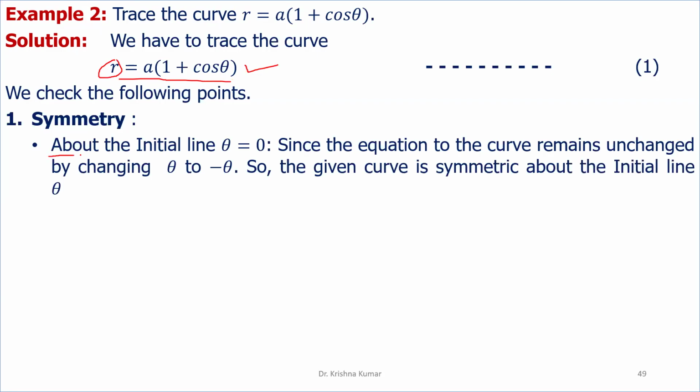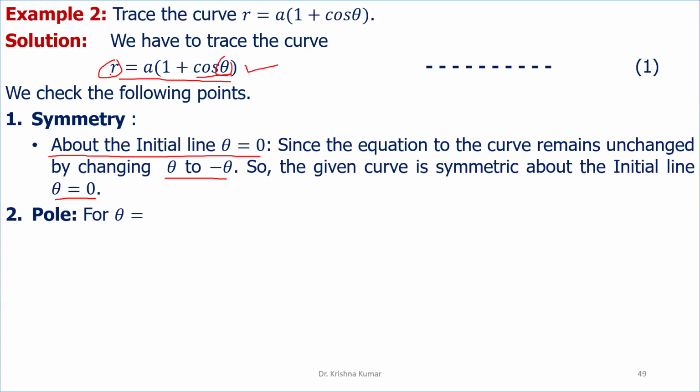Let us check the symmetry about the initial line theta equals 0. Since the equation of the curve remains unchanged by changing theta to minus theta, the given curve is symmetric about the initial line theta equals 0. Because if we replace theta by minus theta, cos of minus theta is cos theta. Hence, the given curve remains unchanged, so the curve is symmetric about the initial line theta equals 0.